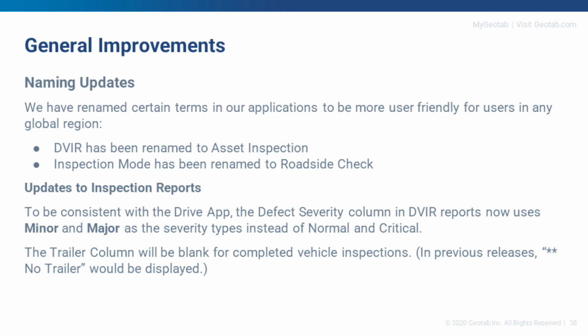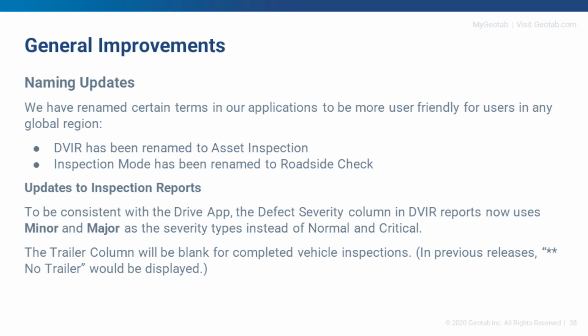On the note about inspections, on the inspection reports, to be more consistent with the Drive app, the defect severity column in the DVIR reports now uses minor and major for the severity types instead of normal and critical. And the trailer column is going to be blank now if you don't have a trailer attached to a vehicle, so if you're not in combination.